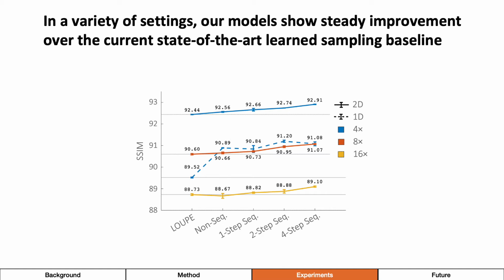For both 1D, 2D sampling scenarios and various acceleration factors, our sequential model that performs sampling in 4 steps significantly outperforms non-sequential LOUPE. The average reconstruction SSIM on the test set steadily improves as the number of steps increases, which further shows the advantage of sequential sampling.